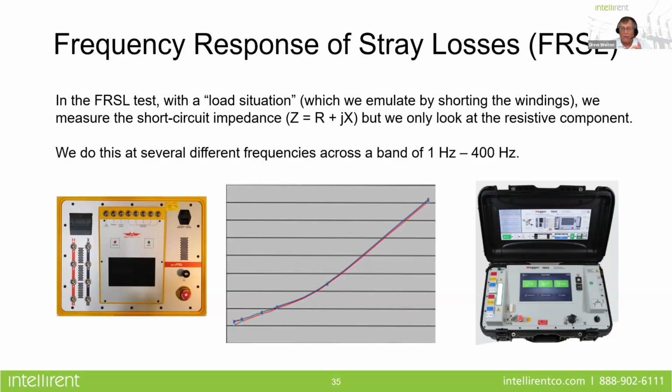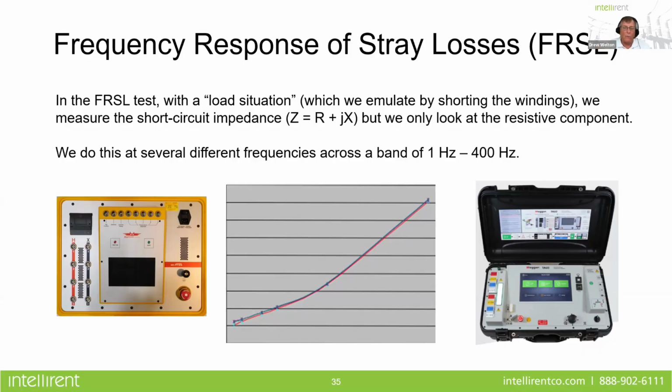You have test instruments out there from Megger, from Omicron, from Raytech that all have this little capability. And if you look at, say, Primary Test Manager from Omicron, when you get to the screen that says leakage reactance, there's a little box where you can check that says do frequency response of stray losses, or FRSL.